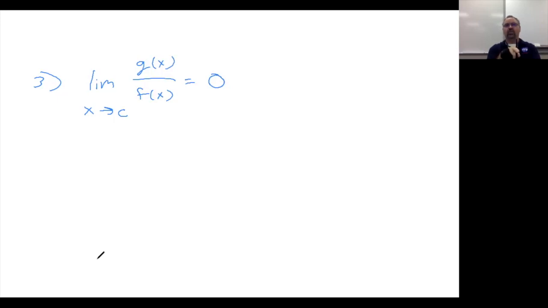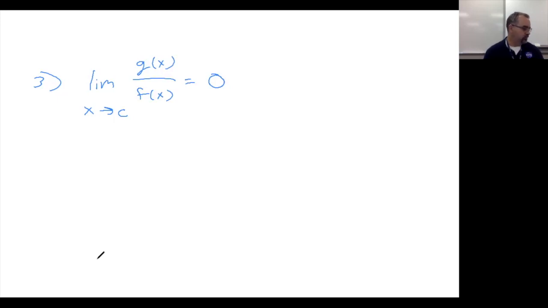So there's going to be some limits and some other things that we're going to be doing. And one of the techniques that we're going to use for evaluating some of those limits is using this idea right here, that if a denominator gets infinitely large, then we can actually show that that limit is 0. And it all comes back to this result right here.